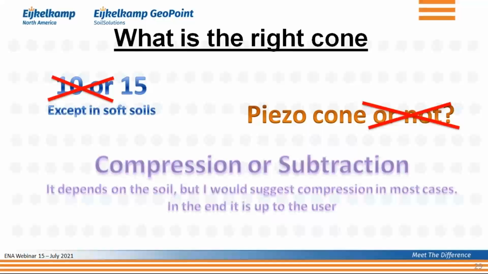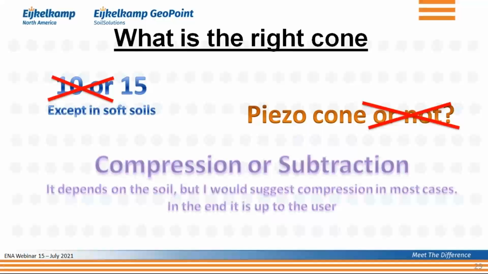But most of us don't have that luxury. Most of us have a very limited number of cones. And most of us have to deal with the situation that you really don't know what soils you're going to get. Sometimes you may do a job where you have soft soils, sometimes not, but sometimes you don't even know whether you're going to deal with soft soils. Therefore, my recommendation is the following. Always use a piezo cone.